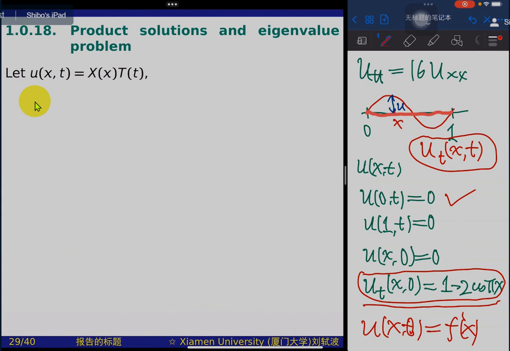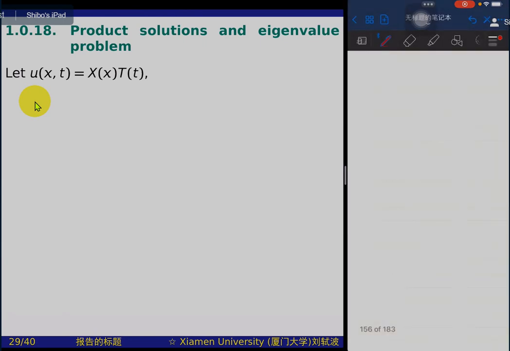We are required to find the product solution and state the eigenvalue problem. Okay, to find the product solution, we assume that a solution u is of this form, X(x) and T(t). This is the product of a function of x and a function of t. Suppose we have such a solution, then to find the condition that capital X and capital T have to satisfy, we compute the derivatives that appear in the equation.